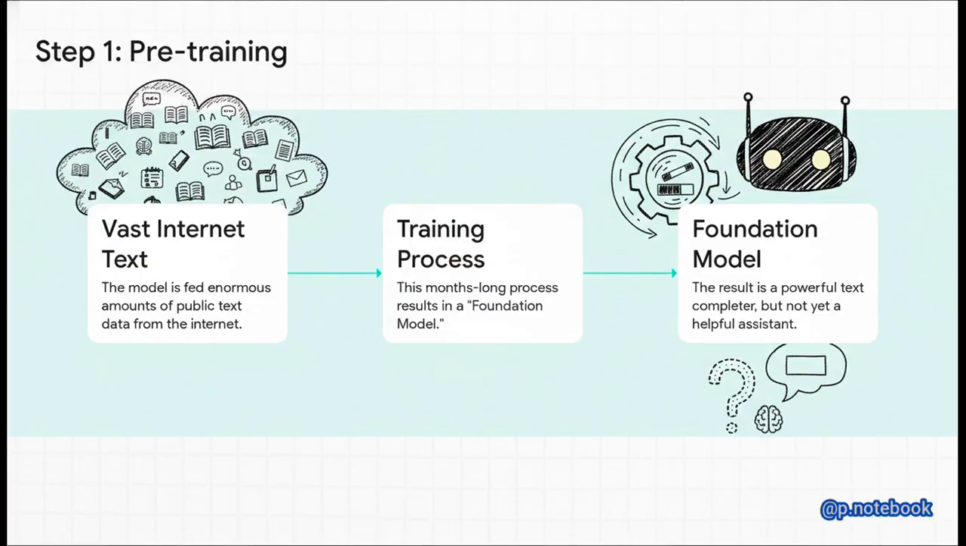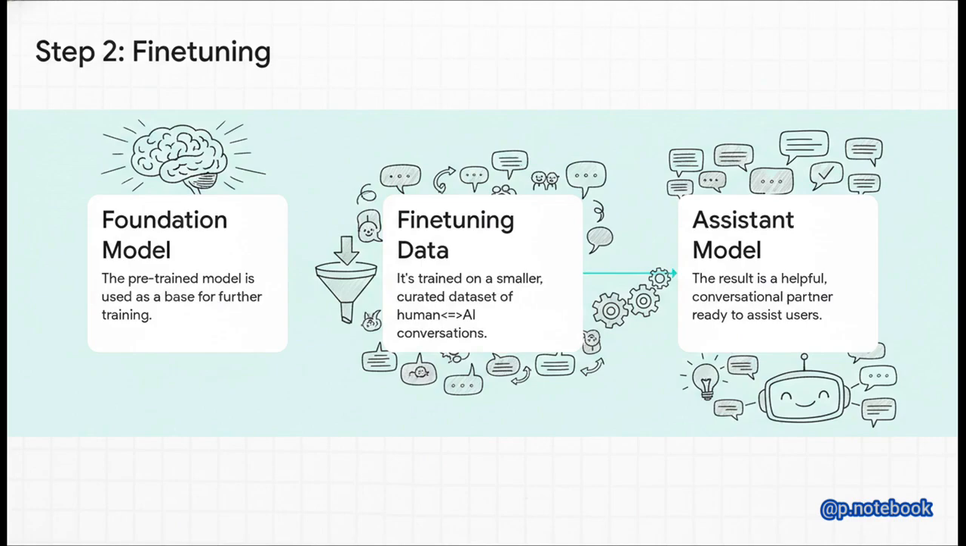After months of this, you get what's called a foundation model. It knows a ton, and it's fantastic at predicting the next word, but it's not really a great assistant just yet. And that's where phase 2, fine-tuning, comes in. Developers take that raw, powerful foundation model and then train it on a much smaller, really high-quality set of conversations written by humans. This is the step that transforms it from just a text predictor into a helpful, conversational partner that actually knows how to follow your instructions.